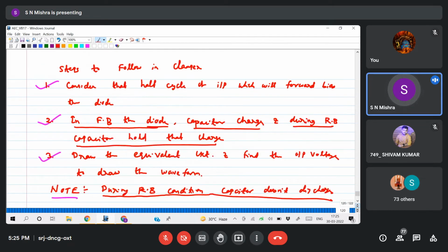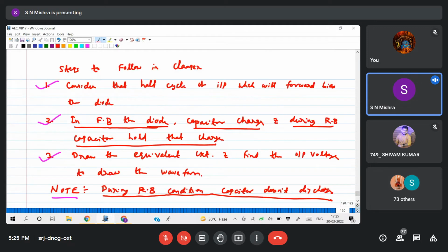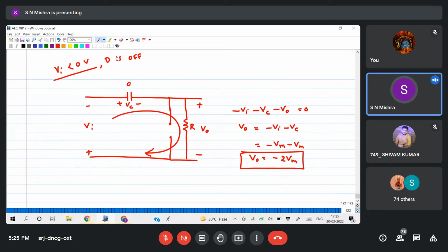Now again check the steps. This is my question: input, circuit, then consider the half cycle of the input which is followed by the diode. First I take the half cycle when the diode is on, then apply KVL to find the output voltage as well as the capacitor voltage. Then I go for the half cycle when the diode is off, and assume the capacitor voltage remains the same as in the previous case. Then apply KVL and find the output voltage. Any doubt?